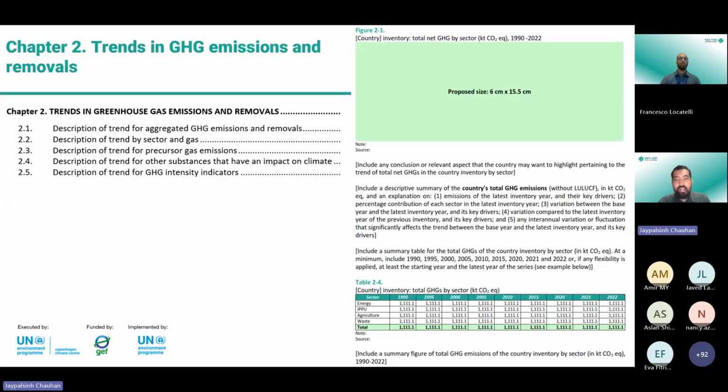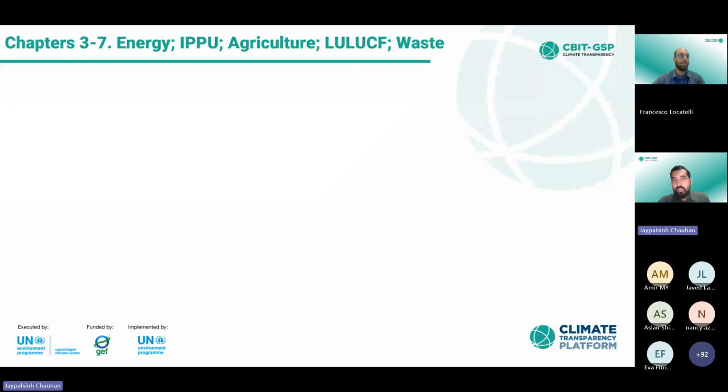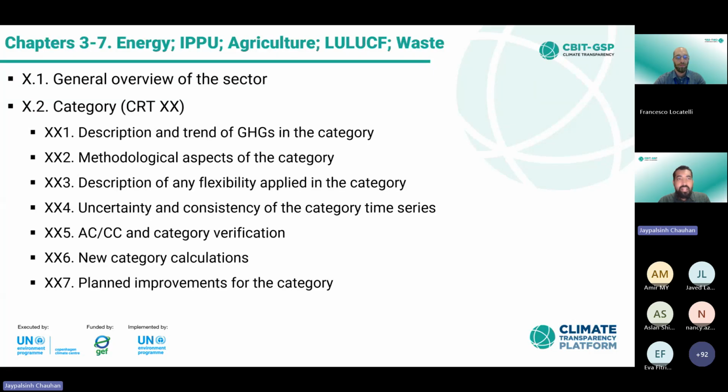We have also put in the tables with the note, the source, the unit, all the sectors and all the years. Chapters 3, 4, 5, 6, 7 are for all the 5 sectors that we have to report. Basically, all these 5 sectors cover these 7 main sections. These are as per the MPG: descriptions, methodology. In the methodology, we have to report activity data and emission factors, then the description of any flexibility provision if we have used it, uncertainty, key category, recalculation, or any kind of improvement.